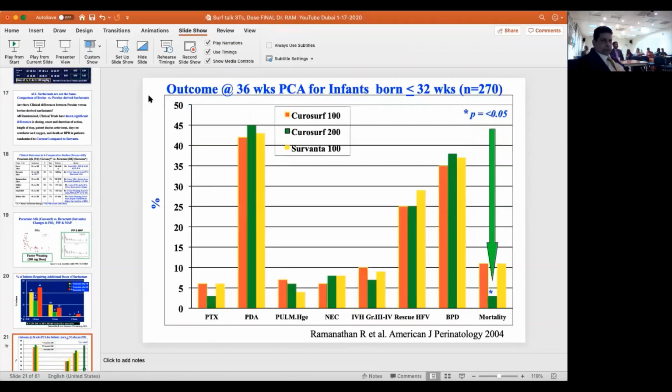And we looked at all the typical outcomes. We looked at, in any trials, pneumothorax, bacteremia, pulmonary hemorrhage, necrotizing enterocolitis, IVH, rescue need for high-frequency ventilation. There was no difference. We did find a significantly decreased mortality, maybe at 32 weeks, in babies randomized to 200 milligrams per kilo compared to 100 milligrams per kilo of Surfactant.